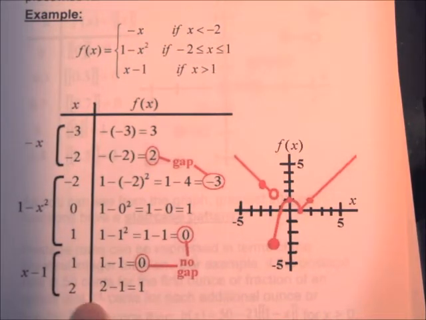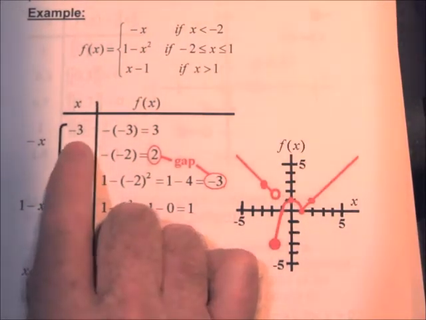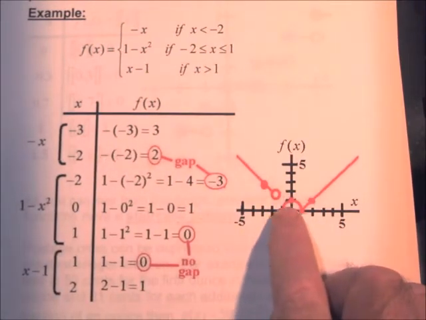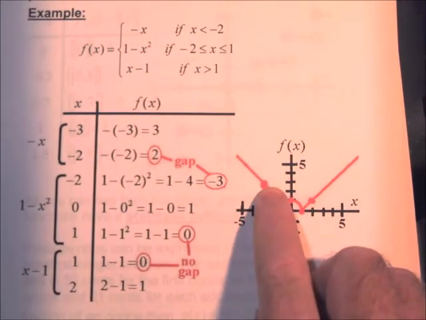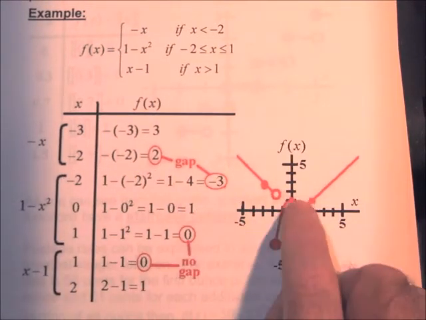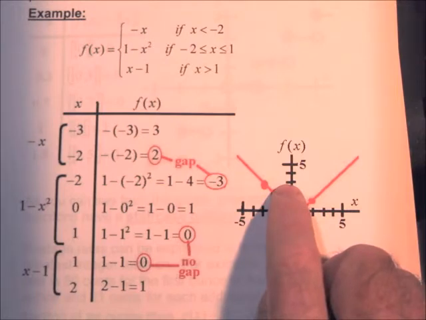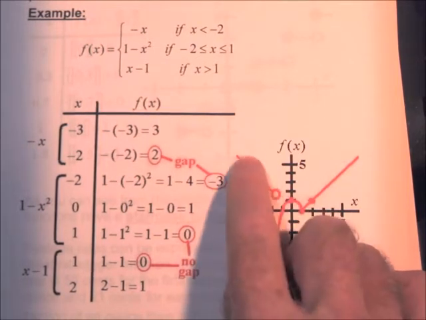F of 2, 2 minus 1 is 1. And then we can plot the points. So this is 3 to the left, up 3. Go from the center, go 3 to the left, up 3, put a dot there. Next point, 2 to the left, up 2. We put an open circle there because of the gap, and then you want to connect the dots. So this will be the first part of the graph.